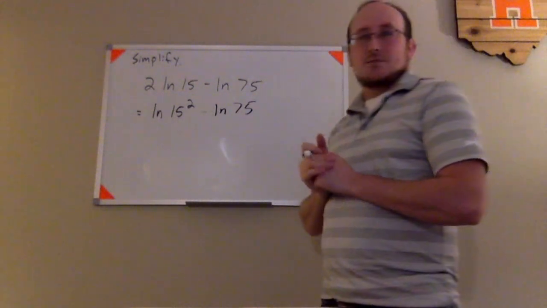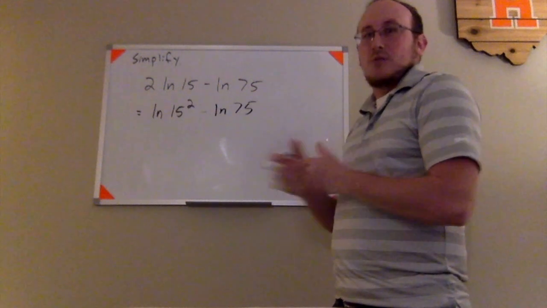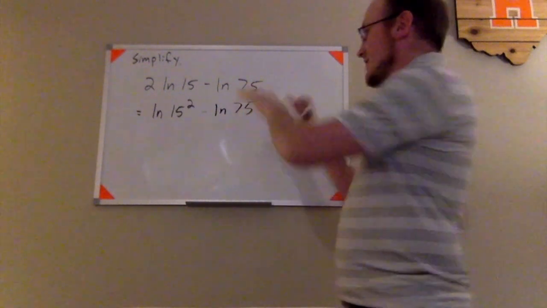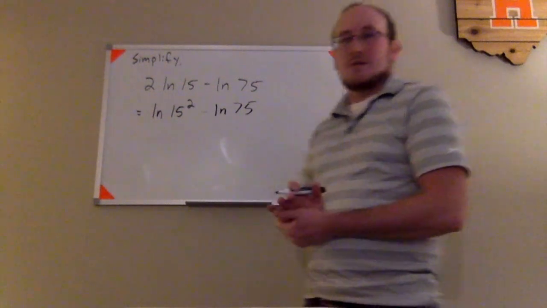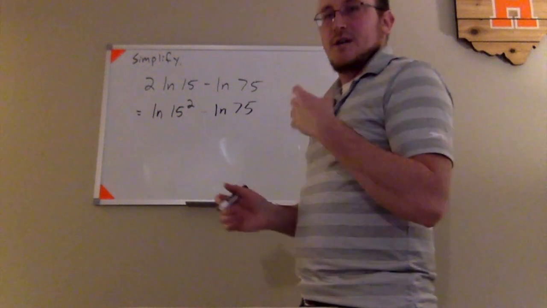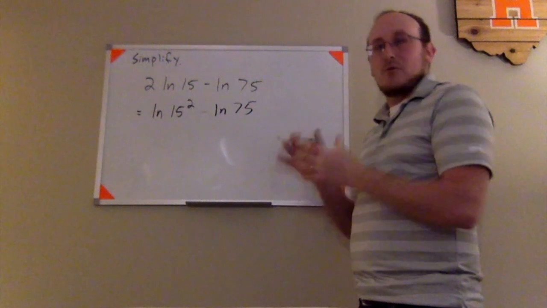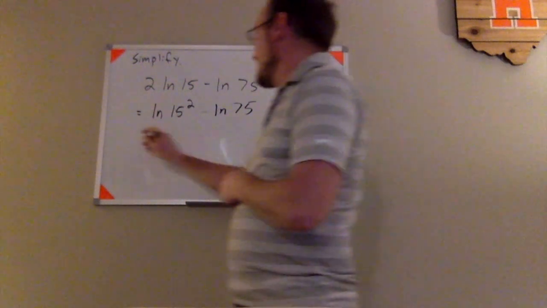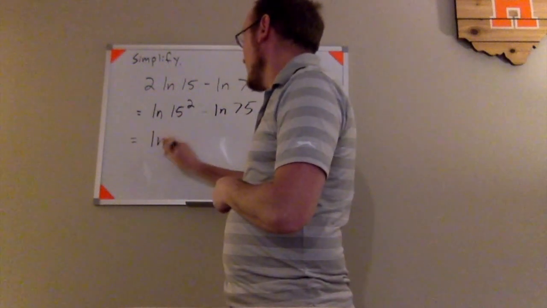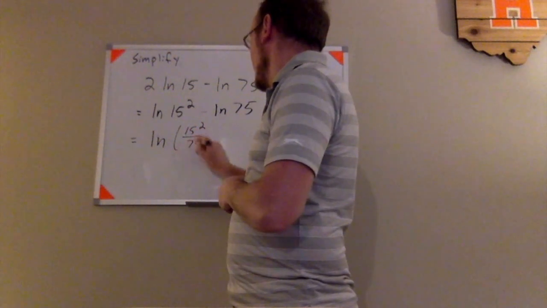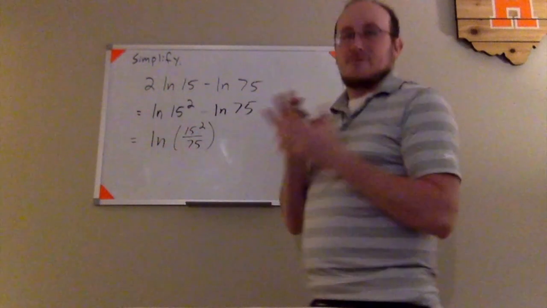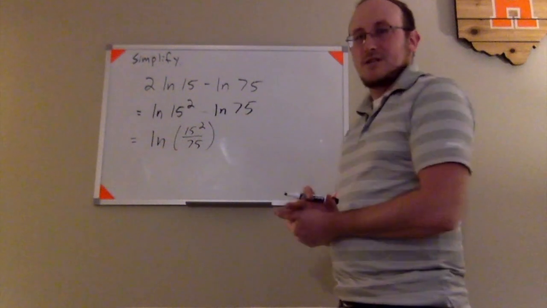Now I see some subtraction, so I can use that quotient property of logarithms. It says if I see the subtraction of two logarithms with the same base, I can actually put that back together as the logarithm of the quotient of those two things. So this would then become the natural logarithm of 15 squared over 75, like that. So I have written this as a single logarithm now.